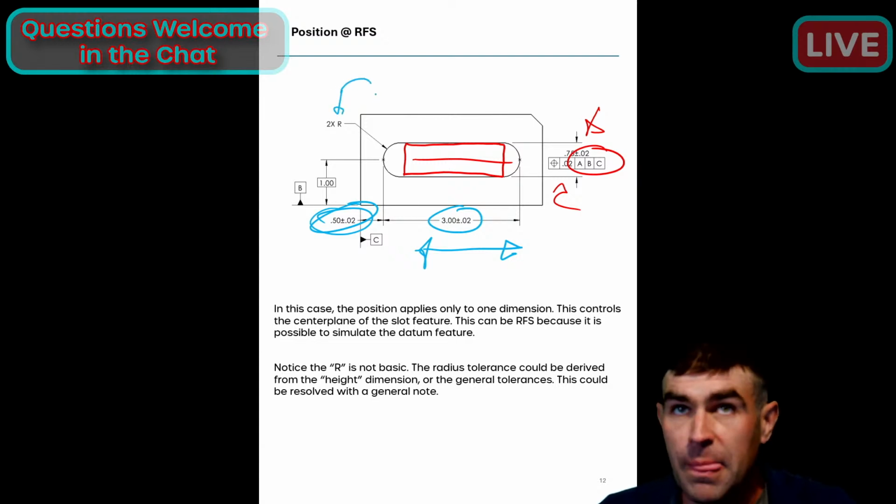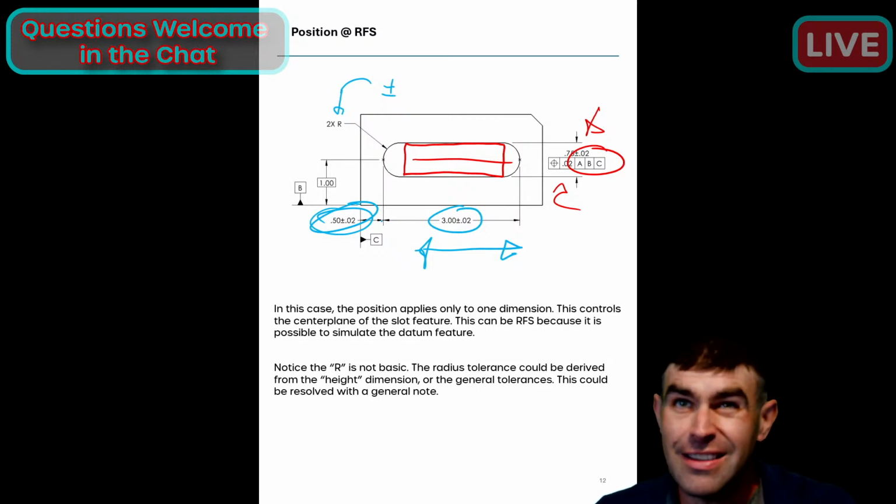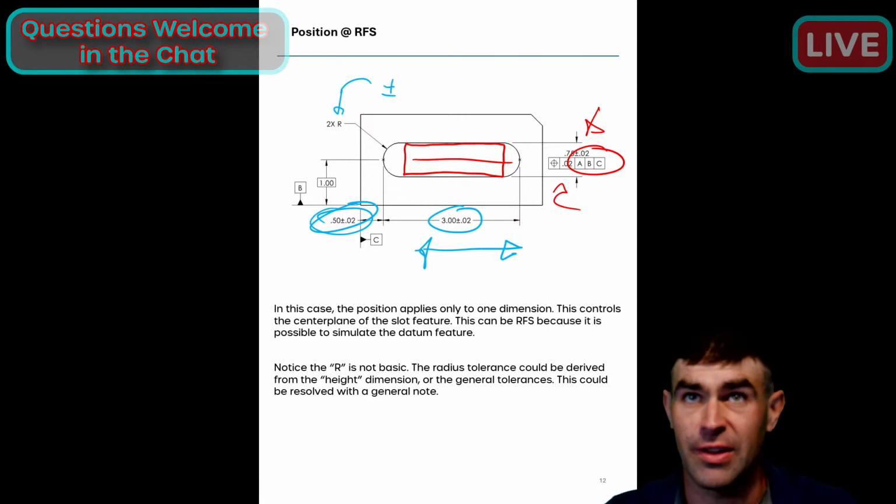Notice how the R is not basic, so it's a plus or minus dimension. It doesn't really mean it's going to get checked unless there's something really wrong with it. And I think I'll discuss that in a later slide.